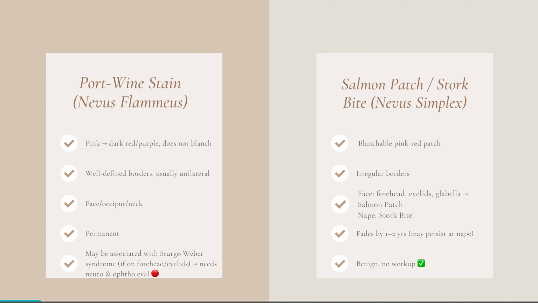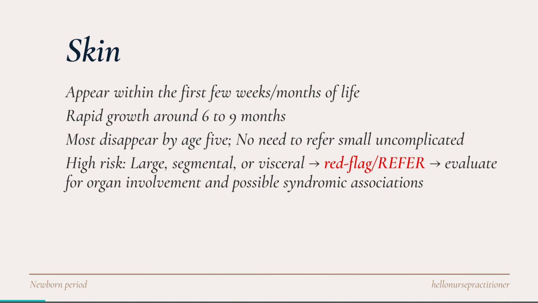Nevus simplex, or salmon patch, or stork bite, is blanchable and has irregular borders. When it's located on the face, eyelids, or glabella, it's called a salmon patch. When it's located on the nape of the neck, it's called a stork bite. It fades in about 1 to 2 years. It may persist at the nape of the neck, and it's benign. No workup is needed.